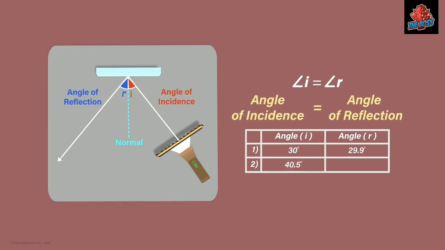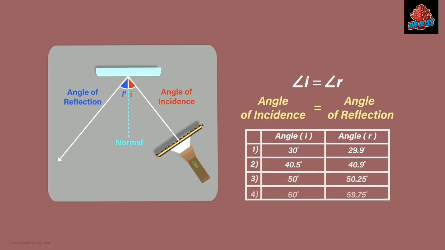So by the first law of reflection of light, the angle of reflection should also be greater. And that is the case indeed. Measure both the angles and again you will find that they are approximately equal. Take two more readings to complete this table. Do you notice anything strange here?